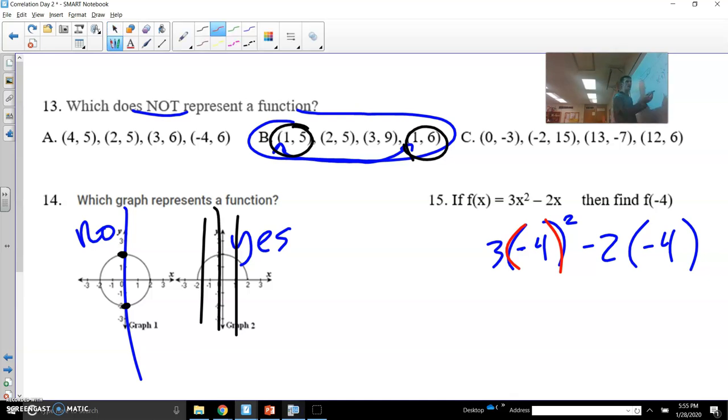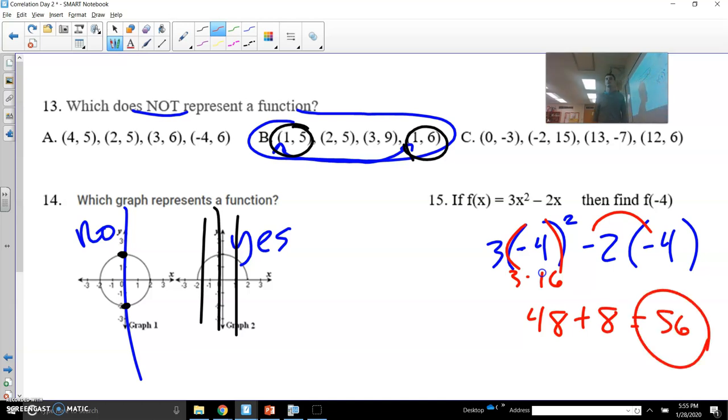So I'm going to work through that. Negative 4 squared, that'd be positive 16. Multiply that by 3, you get 48. These are multiplying to be positive 8, which is calculating to be 56. With the order of operations, we really got to start with that parenthesis.